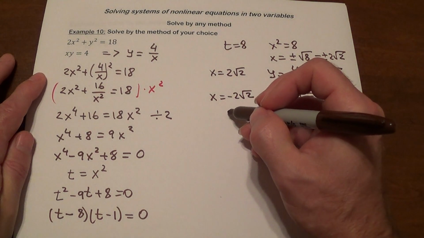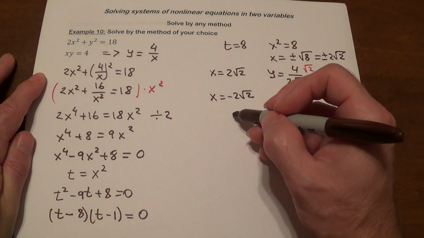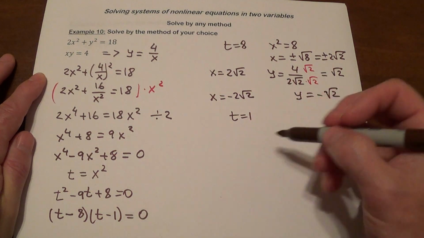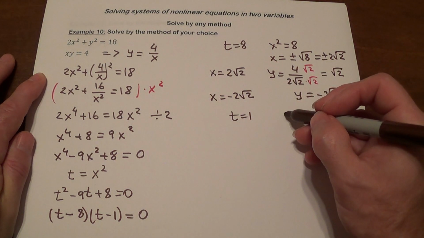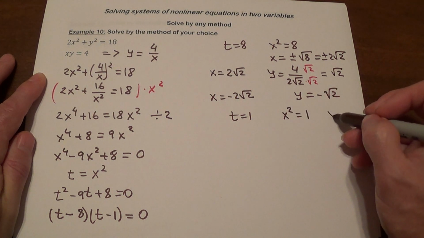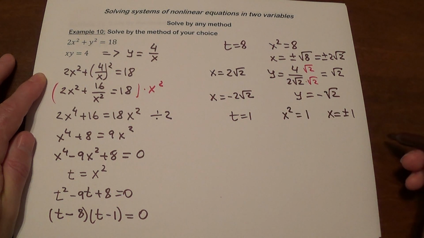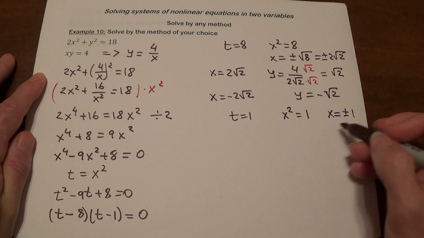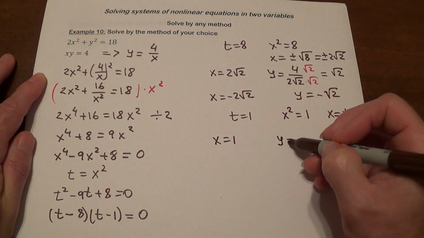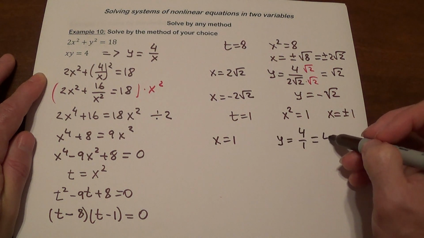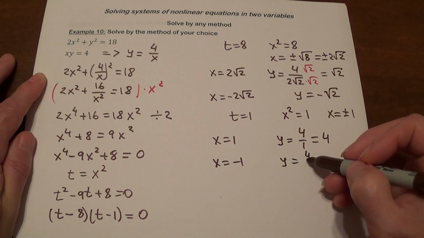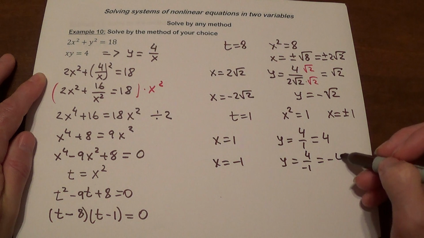What about t equals 1? Remember, t equals 1 was another solution we have here. So that means x squared equals 1. That means x equals plus or minus 1. So again, we have two values of x. When x equals 1, y is going to be 4 divided by 1, which is 4. When x equals negative 1, y equals 4 divided by negative 1, which gives you negative 4.